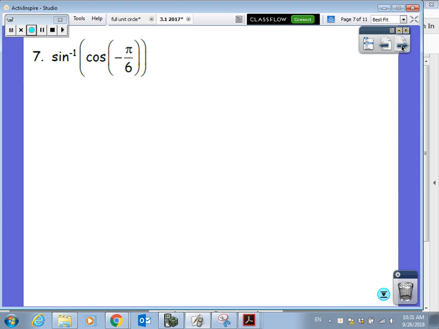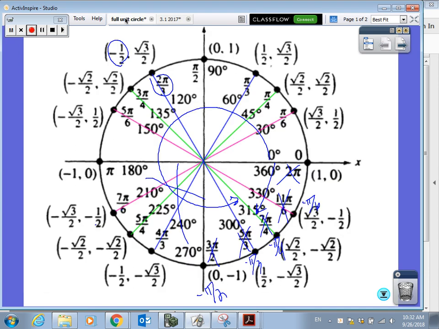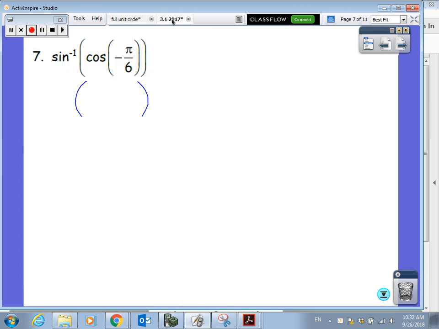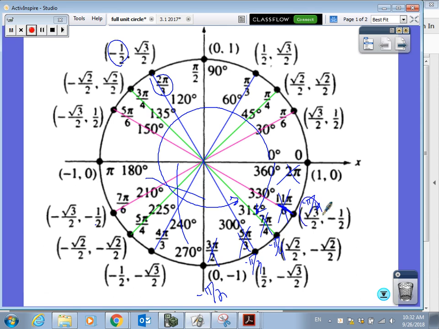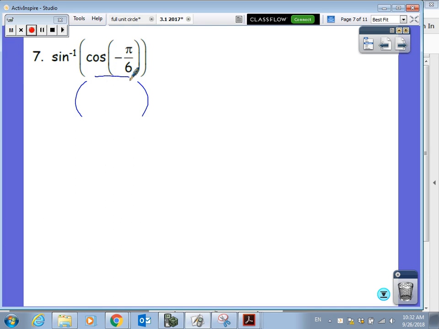Cosine of -pi/6. We're back to unit 1. We just look at our unit circle and we evaluate cosine of -pi/6. Exact same thing you did in unit 1. You go to the unit circle, go to -pi/6, which is right here. Cosine is √3/2. So this is equal to √3/2.